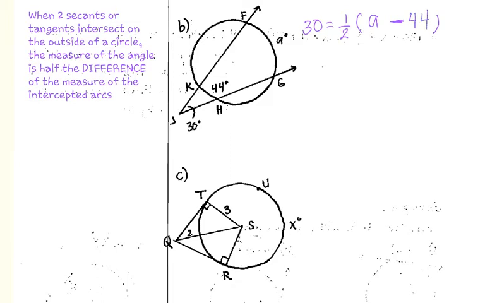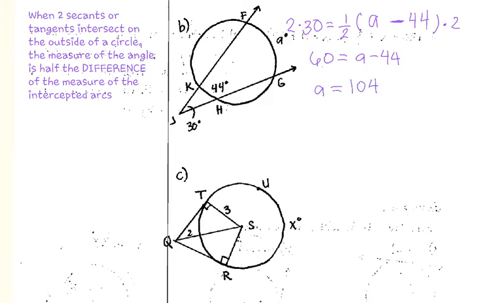We solve this: multiply both sides by 2 to get rid of the fraction. We'll have 60 equals A minus 44. Add 44 to both sides and you have A equals 104.